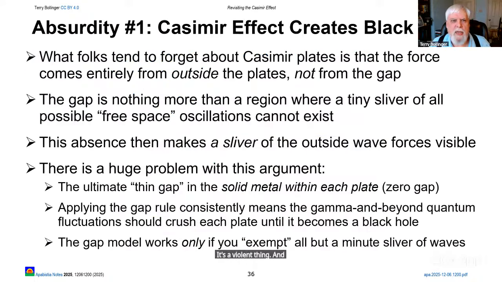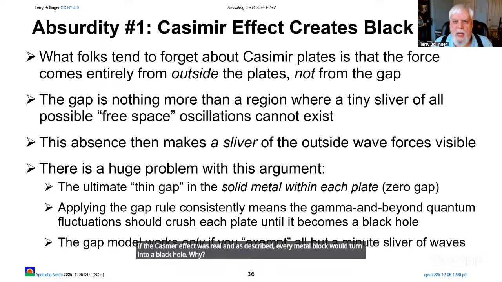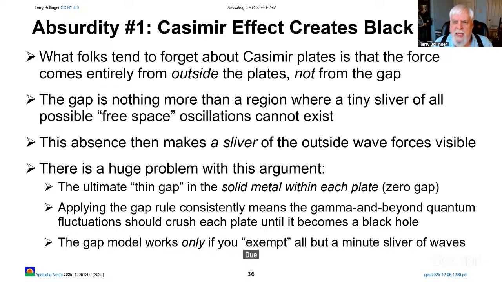And this creates an absurdity. There's no other way to describe it. If the Casimir effect was real and as described, every metal block would turn into a black hole. Why? Because every metal block would have infinite forces pushing inward on it due to that block not permitting the full range of forces to cancel out.